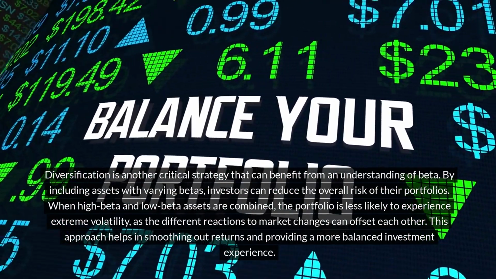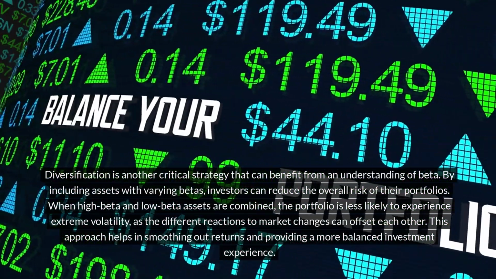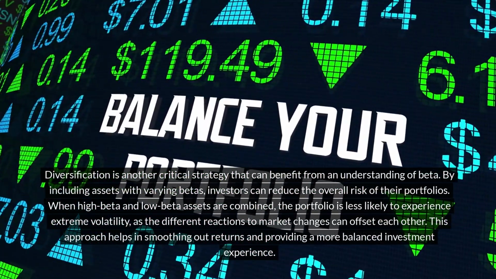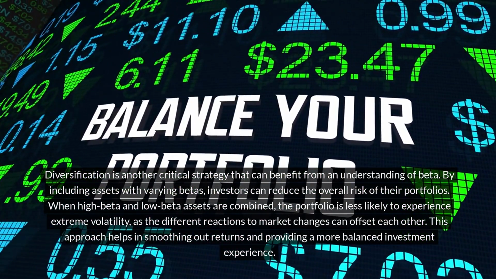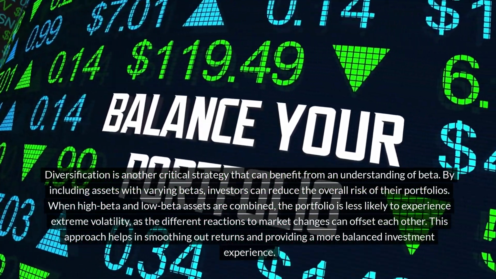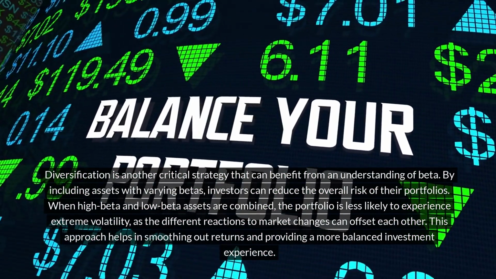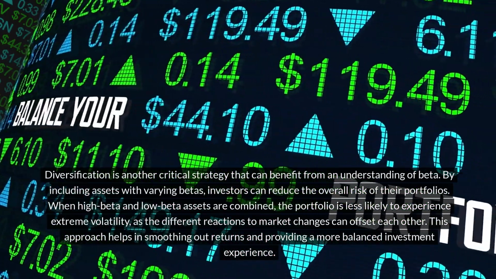By including assets with varying betas, investors can reduce the overall risk of their portfolios. When high beta and low beta assets are combined, the portfolio is less likely to experience extreme volatility, as the different reactions to market changes can offset each other. This approach helps in smoothing out returns and providing a more balanced investment experience.